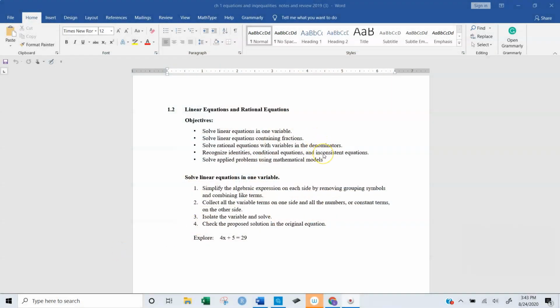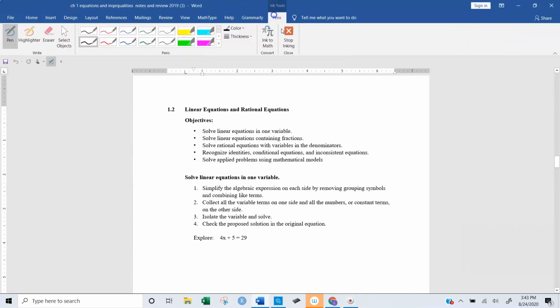All right, our objectives of the day, we're going to solve linear equations in one variable. And I know this very first problem is ridiculously easy. So it's going to get harder, I promise. So don't tune out on me. We're going to solve equations involving fractions.